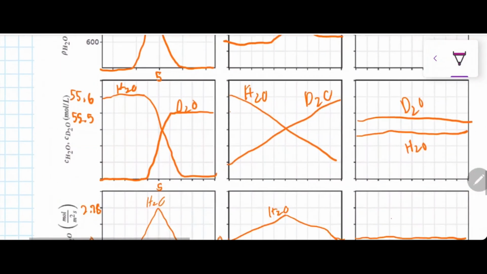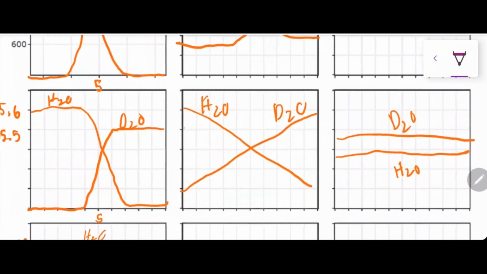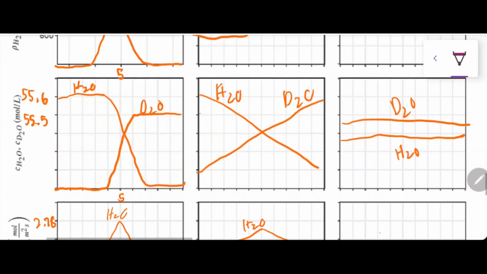So next, we have our concentrations. Have our concentrations. So we see that concentration for water, as I found earlier, is 55.6, and the concentration for heavy water is 55.5. And so, again, same as last time, they're not yet mixed, so they're going to be at their full concentration before reaching 0 once they get to the other side.